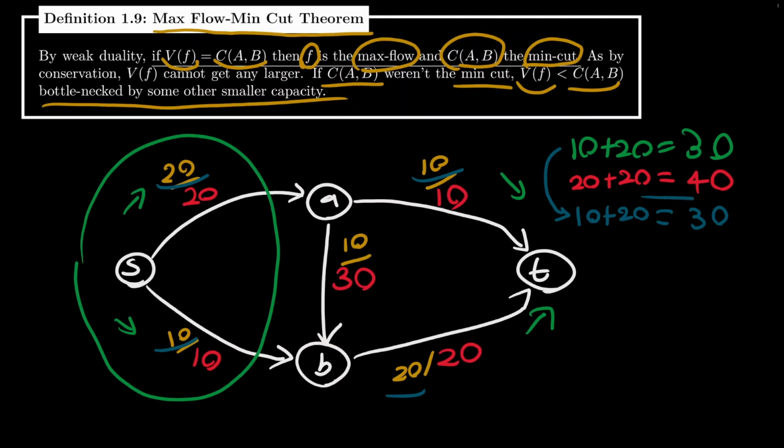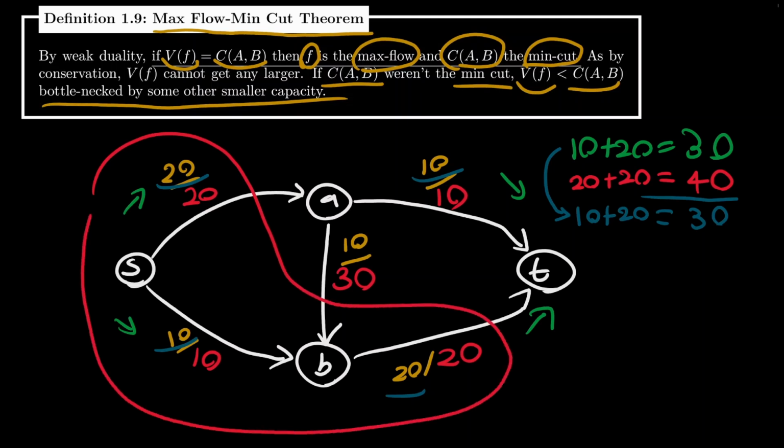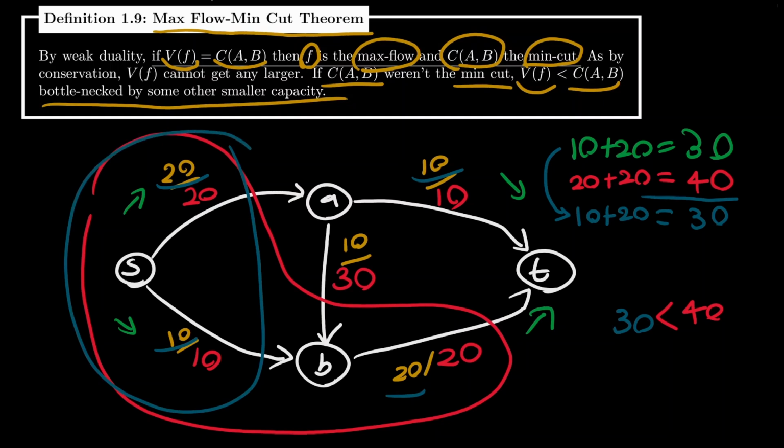And looking at this other cut we drew, I'll draw it back, this cut is greater than our maximum flow. So it was this cut right here, that 40 is greater than 30, because some other bottleneck stopped this capacity cut from being the minimum cut.